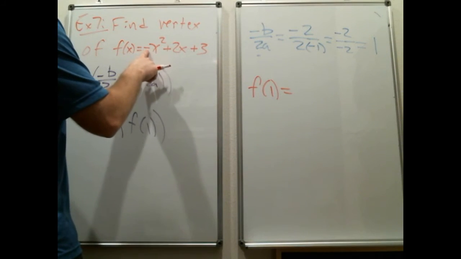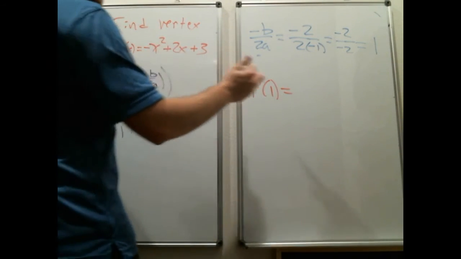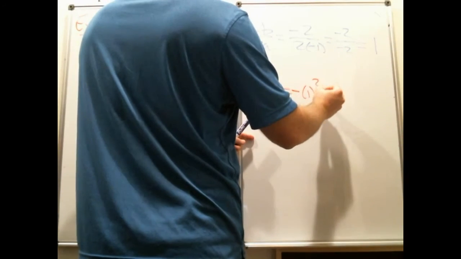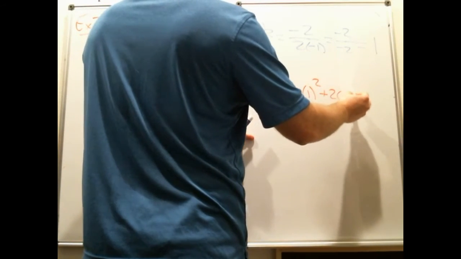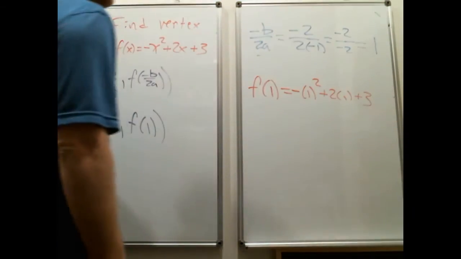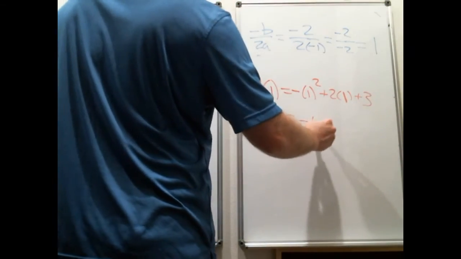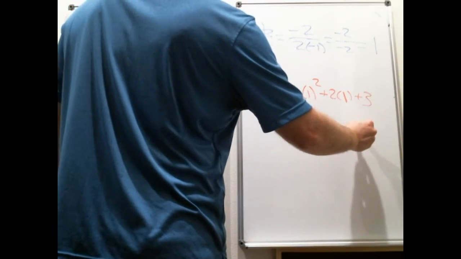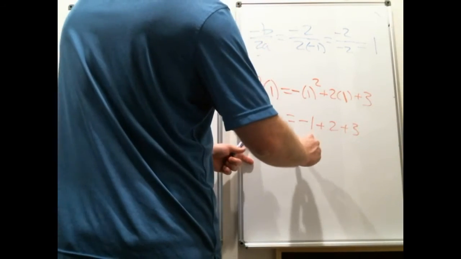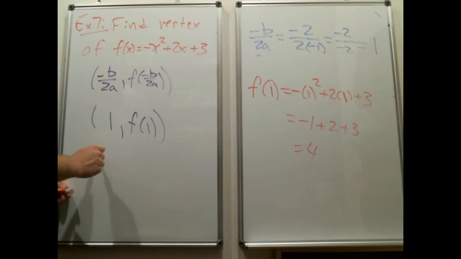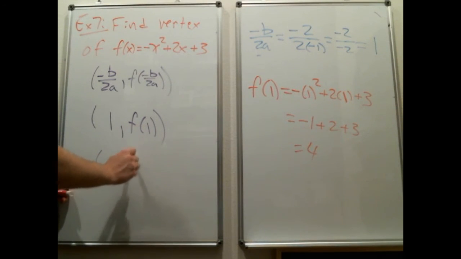So we have negative 1 squared plus 2 times 1 plus 3. And so that gives me negative 1 plus 2 plus 3. And that winds up with 4. So my vertex is 1, 4.